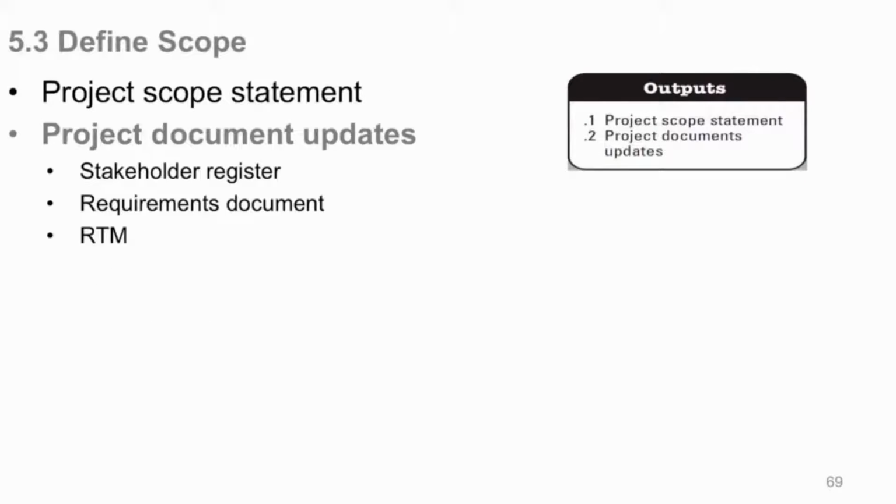and your document updates, your stakeholder register may be adjusted, your requirements document itself may be adjusted now as you learn more and as you produce your scope statement, and your traceability matrix may change a bit too. So those are your main outputs.